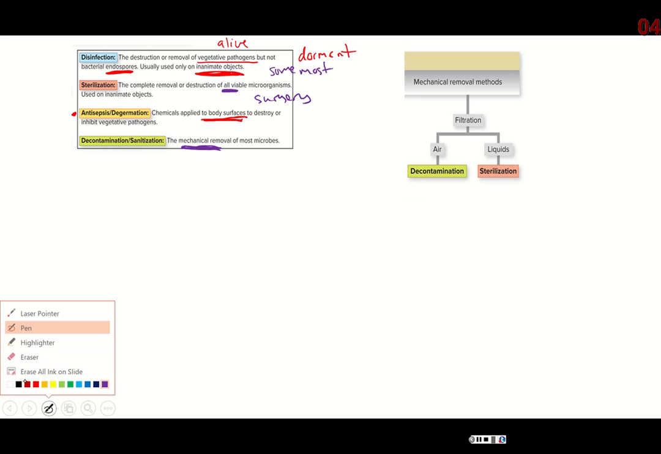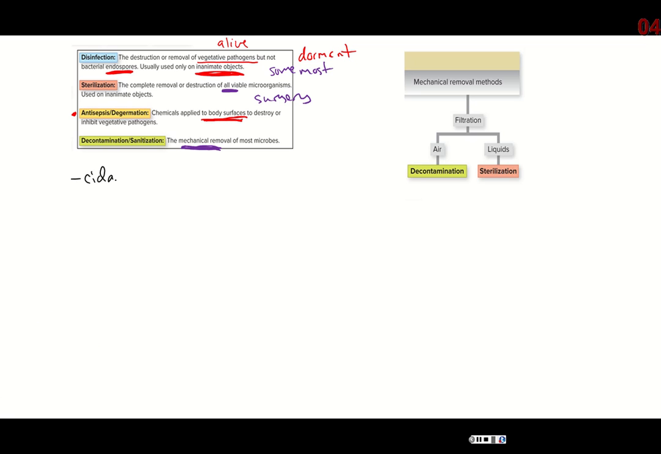Now, some other vocabulary that you want to be aware of is whether a term ends in cidal versus static. Okay, so what do I mean by that? Potentially you might have a bacteriostatic material or chemical versus a bactericidal one. Bactericidal means you are killing it, you're killing it to the point of no return. So if it dies, then it can never come back again.